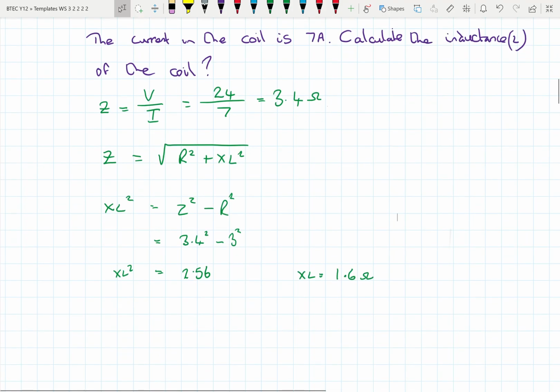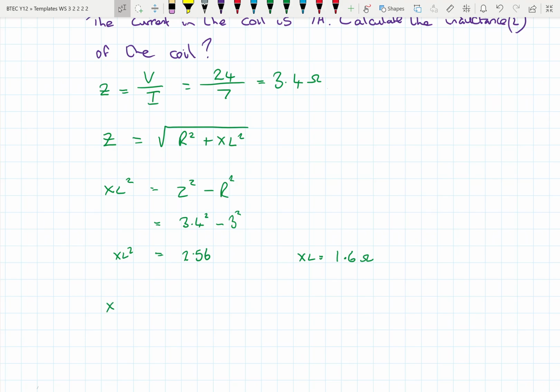Right, where are we going to take this now? Well, we know that XL from our formula sheet is equal to 2 pi FL. So we can either pop all the information in directly, or we can make L the subject of the formula if we want. So 1.6 over 2 pi and 50 hertz gives us 5.09 times 10 to the minus 3 henries. Okay, so 5.09 millihenries. Marvelous.